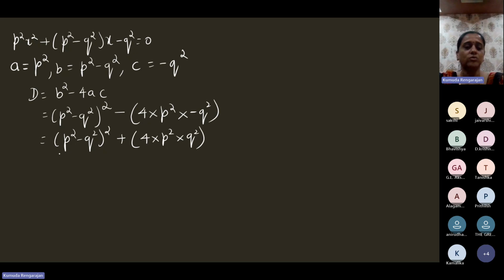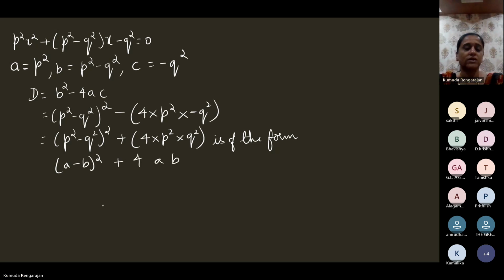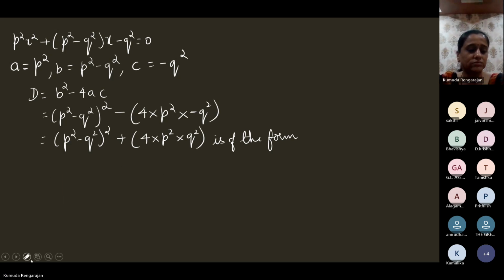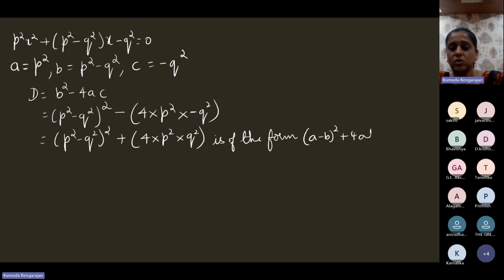Now this is of the form what? A minus B the whole squared plus 4AB. This one is of the form, I'll write it here itself, A minus B the whole square plus 4AB, which is equal to A plus B the whole square.